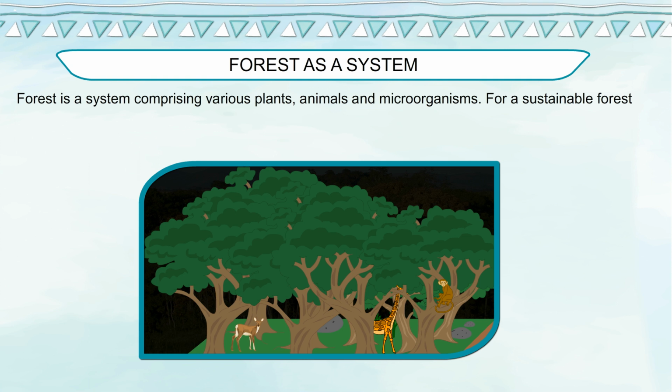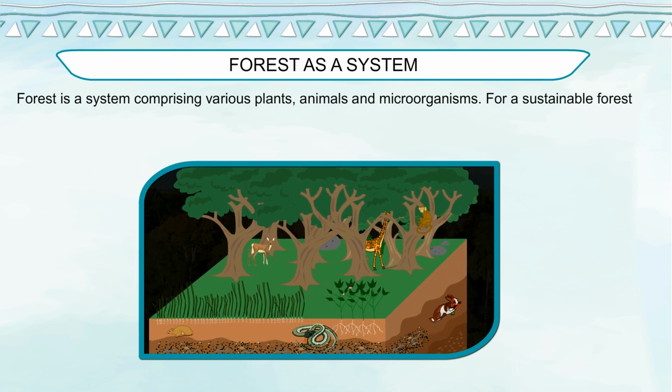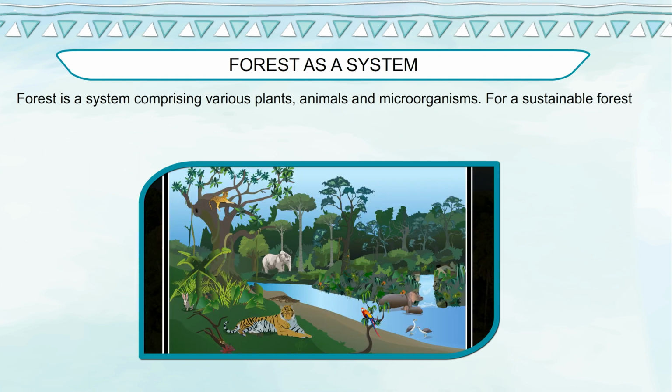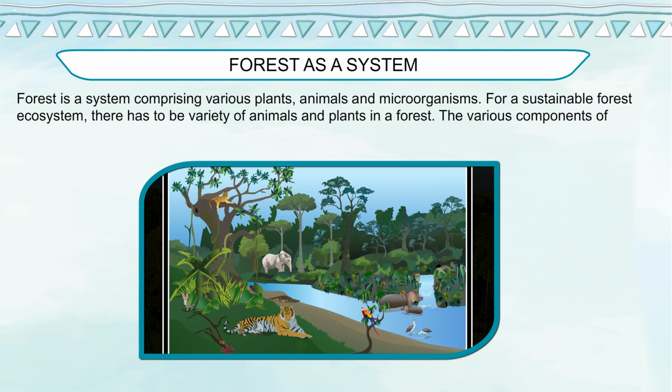Forest as a system. Forest is a system comprising various plants, animals, and microorganisms. For a sustainable forest ecosystem, there has to be variety of animals and plants in a forest. The various components of the forest are interdependent on one another.